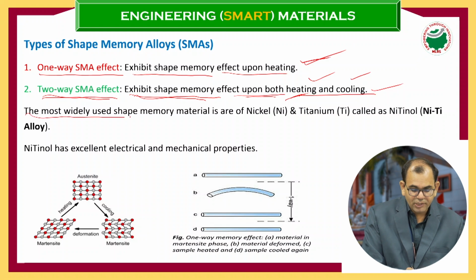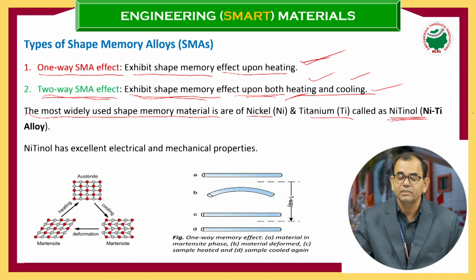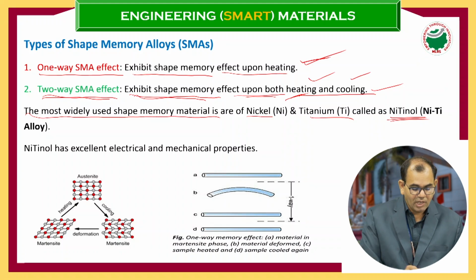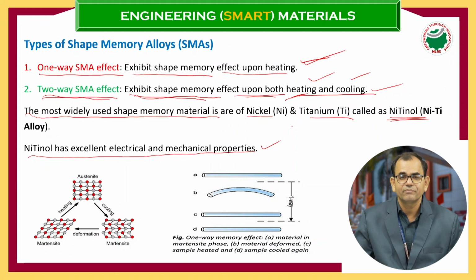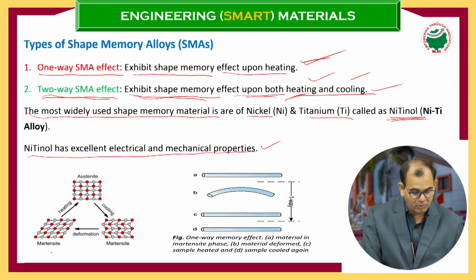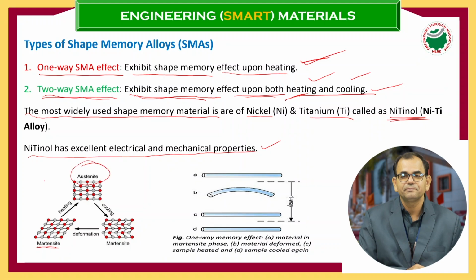The most widely used shape memory alloy material is nickel titanium, as I wrote earlier, called nitinol, a nickel titanium alloy. It is the best example for the shape memory alloy. Nitinol has excellent electrical and mechanical properties. Now let us see an example. The martensitic phase of an alloy, upon heating, is converted into austenite.